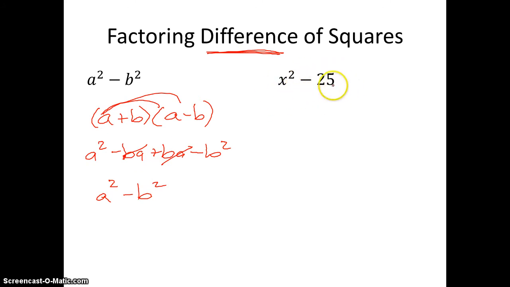Now 25 is a perfect square. It doesn't have a squared term on it, but we could look at it like this. Now we can see our clear a and our clear b, and it'll just factor x plus 5, x minus 5.